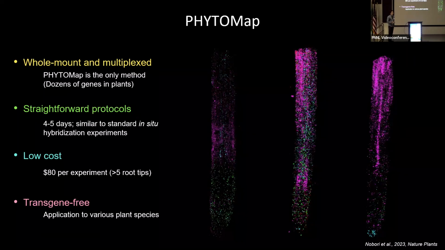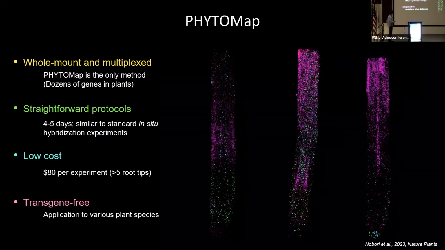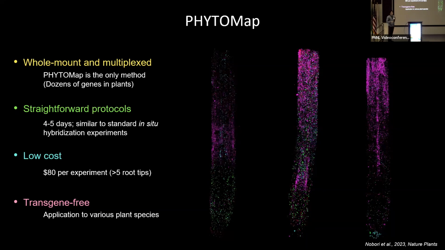It's similar to single molecule FISH. So it takes 4 to 5 days for sample prep. And if you have a confocal microscope, you can do imaging. And the good thing is the cost is quite inexpensive compared to other spatial transcriptomics platforms. Although these technologies do different things, in my estimate, it costs only $80 per experiment, which can accommodate more than 5 root tips. So you can scan through maybe 5 different genotypes if you want.